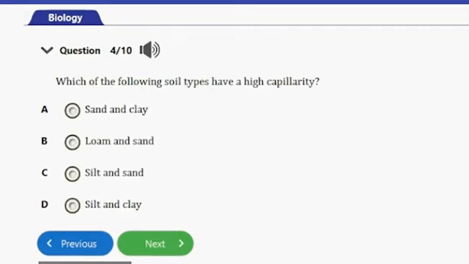Let's consider the next question, question number 4 here. It says, which of the following soil types have a high capillarity? A. Sand and clay. B. Loam and sand. C. Silt and sand. D. Silt and clay. So guys, the answer to this question is option D here, and that's silt and clay. Both silt and clay actually have very small pores, and this will contribute to a higher capillarity within them. So guys, that's it for that question.